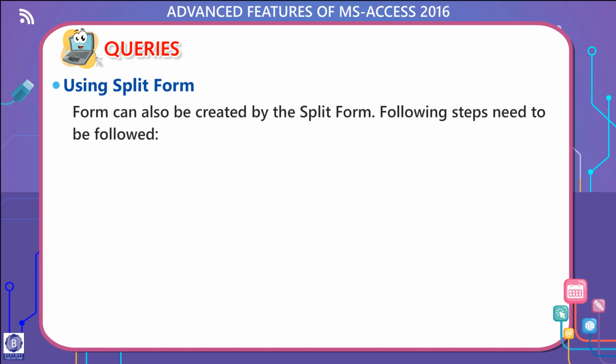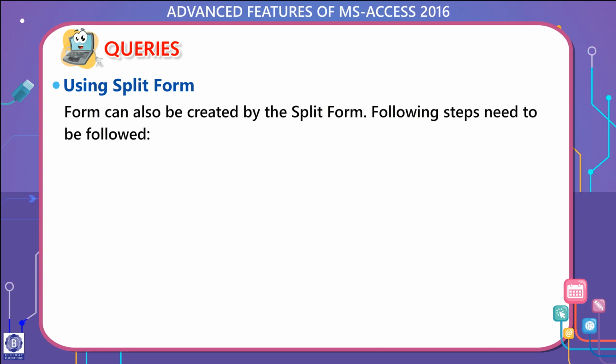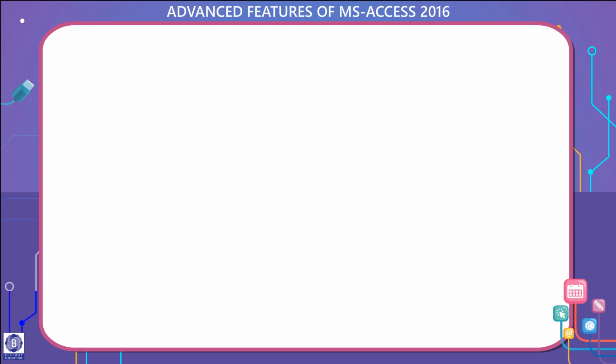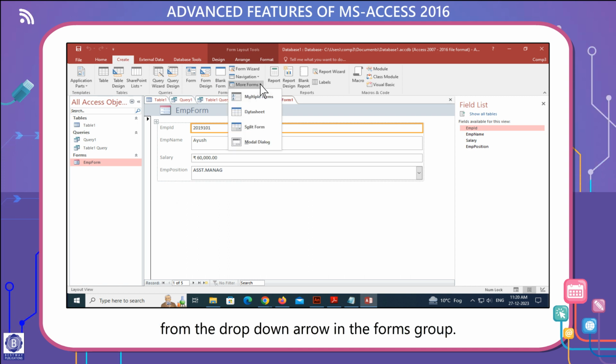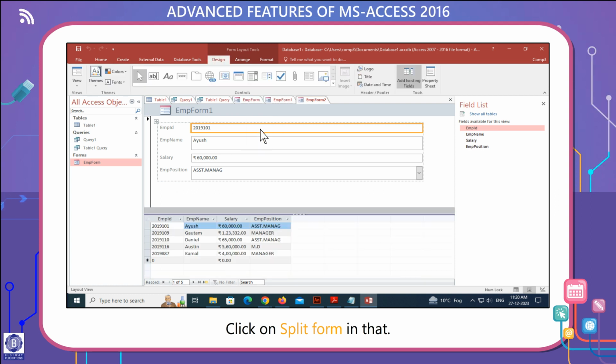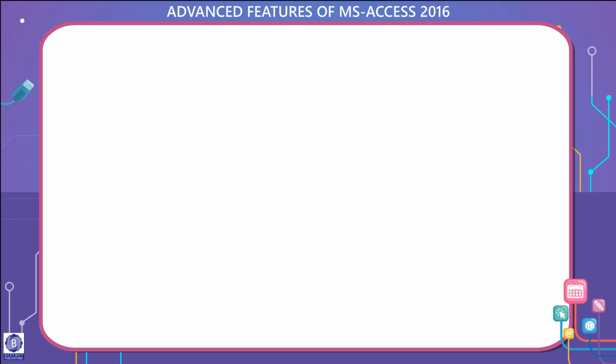Using Split Form. A form can also be created by the split form. The following steps need to be followed. Step 1. Go to the Create tab. Step 2. Select the More Forms option from the drop-down arrow in the Forms group. Click on Split Form in that. Step 3. Thus the Split Form window appears. Step 4. Click the Layout view to format the form.